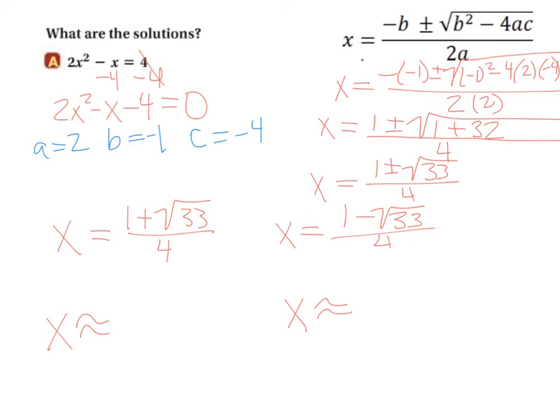So our answers will be approximately 1.69 and negative 1.19.